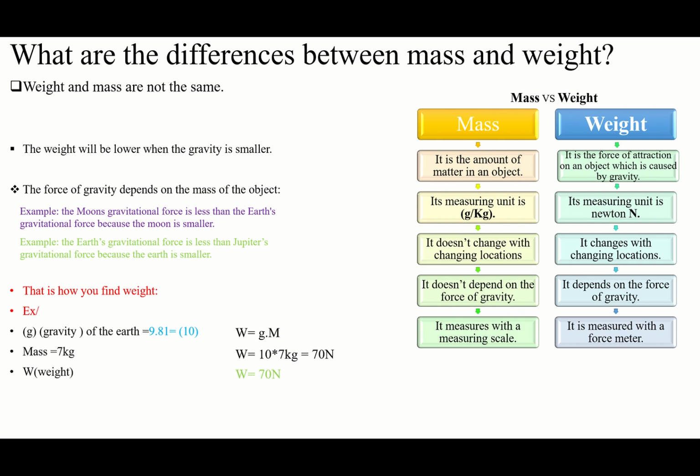For mass, it doesn't change with changing locations. For weight, it changes with changing location. And for mass, it doesn't depend on the force of gravity. For weight, it depends on the force of gravity. And the last one, mass is measured with a measuring scale.